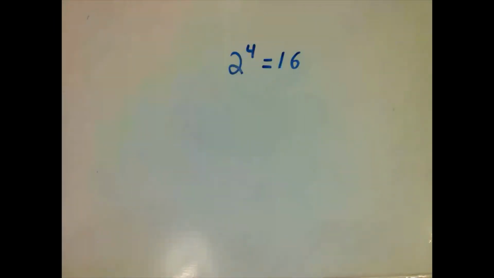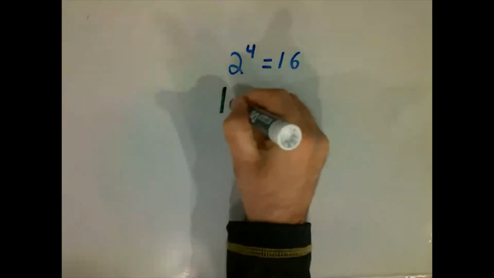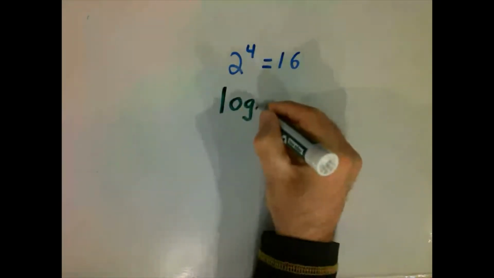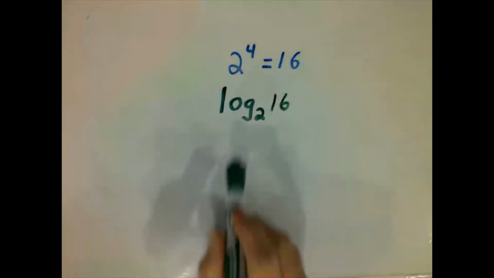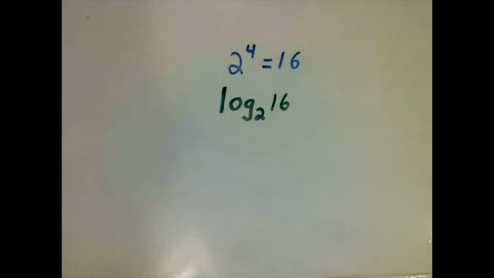Now a logarithm is a related expression that describes the exponent in this equation. The related log expression would look like this: log, let's say base 2 of 16. So again, to read that, that's log base 2 of 16.